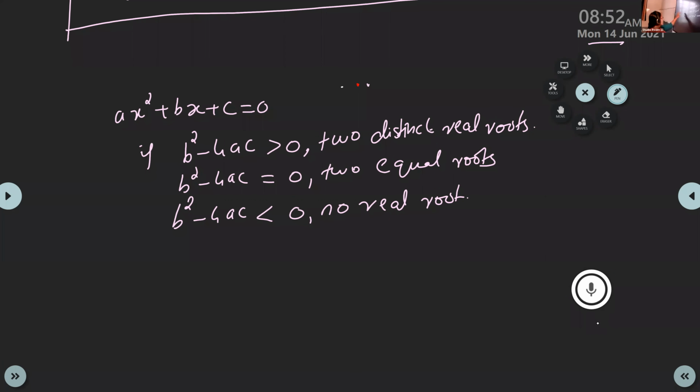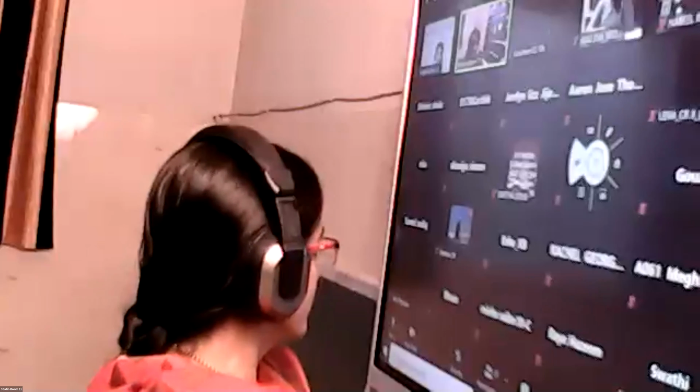Read these three conditions. If b square minus 4ac greater than 0, the roots are real and distinct. If b square minus 4ac is equal to 0, two equal roots. B square minus 4ac smaller than 0, no real root. Okay, so Sovel, read. If b square minus 4ac bigger than 0, two.